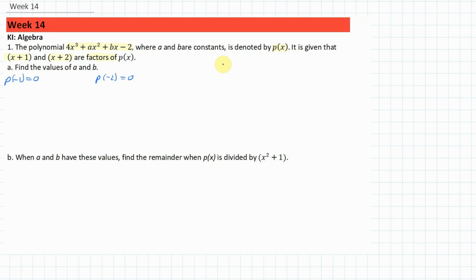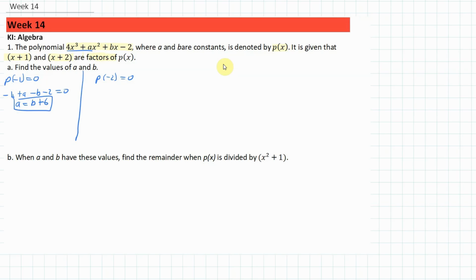For x plus 1 to be a factor, p(-1) must be a root. So what I now do is I go about inserting minus 1 into this function here. So I get minus 4 plus a minus b minus 2 equals 0. And I could rewrite that as a equals b plus 6. So that's what a is.